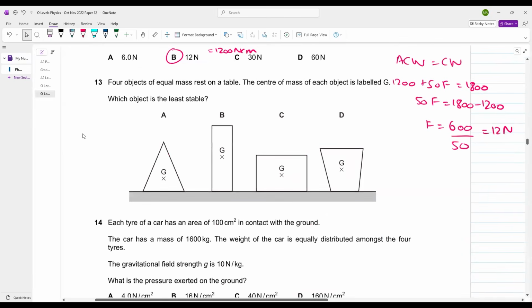Four objects of equal mass rest on the table. The center of mass of each object is labeled G. Right, the center of mass of every object is labeled. Which object is least stable? Which object is least stable?